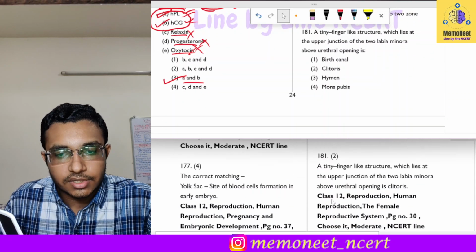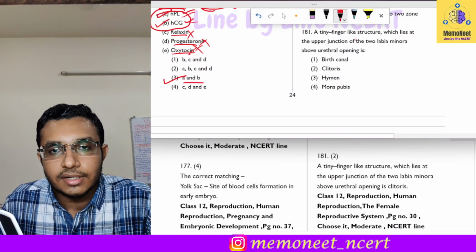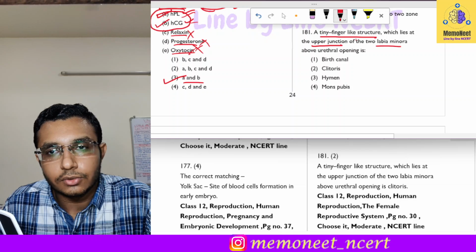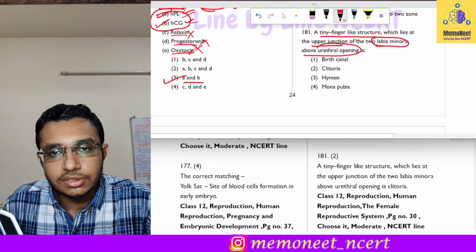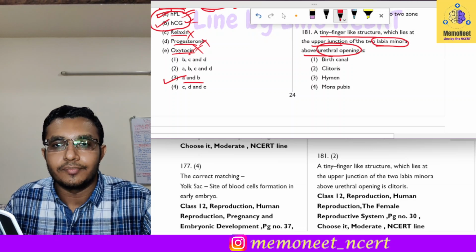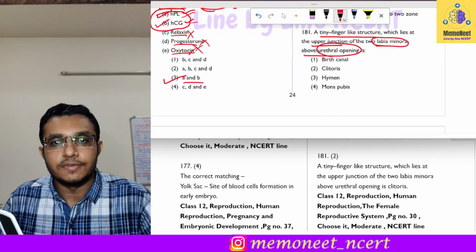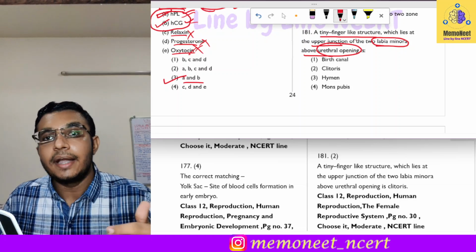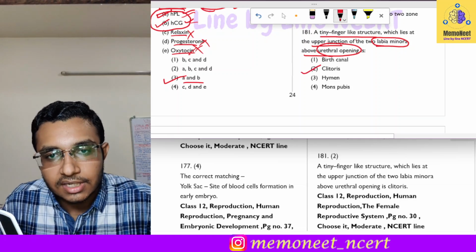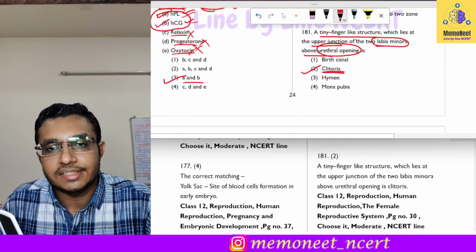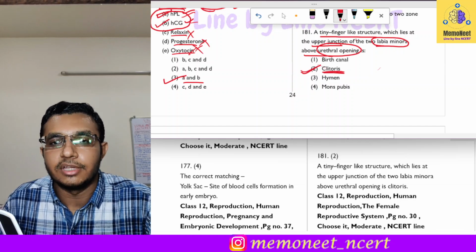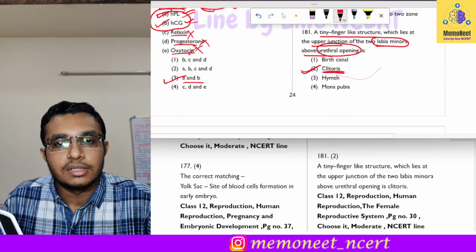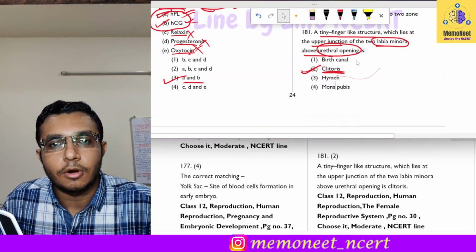Moving on to the next question, that is question number 181. It states that a tiny finger-like structure which lies at the upper junction of the two labia minora above the urethral opening in the female is what? Okay, so that tiny finger-like structure which lies at the upper junction of the two labia minora and above the urethral opening is called as the clitoris. Okay, the clitoris is an excitatory structure which is found in the female, and its analogous structure which is found in the male is the penis. Okay, so the correct answer of this question is option 2.